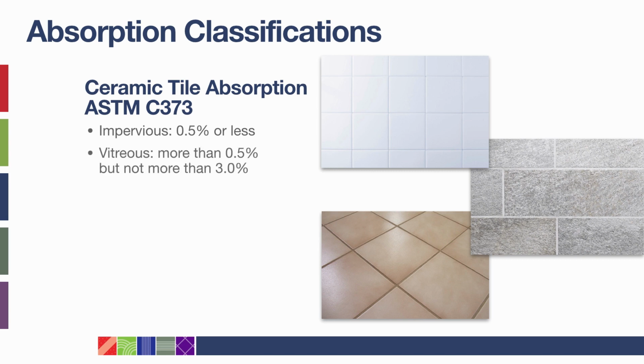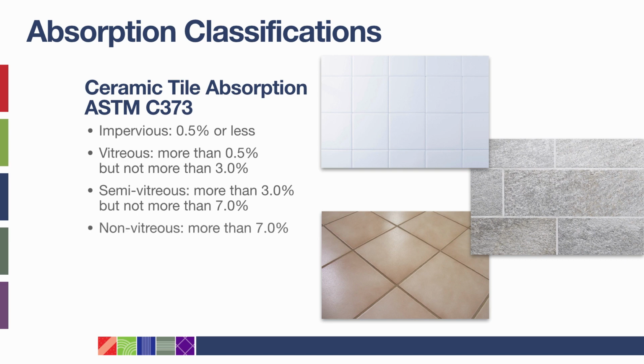A vitreous ranking denotes absorption levels between 0.5% and 3%. Semi-vitreous tile have absorption levels between 3% and 7%, and tile with absorption levels of more than 7% are deemed non-vitreous. ASTM C97 is used to classify the absorption levels of stone materials such as granite and limestone, commonly used in making stone tile and panels.